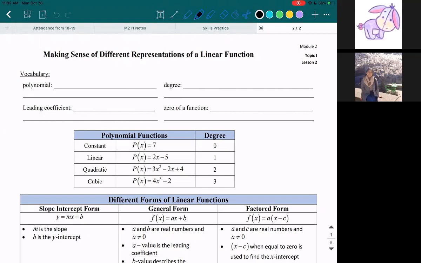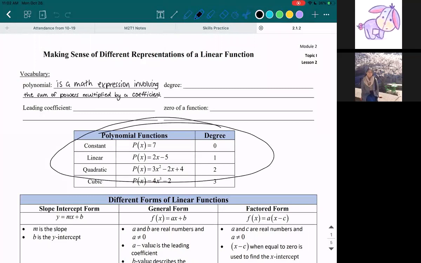So a polynomial is a math expression involving the sum of powers multiplied by a coefficient. You're probably wondering, what in the world does this mean, Miss Jade? So let's go over these polynomial expression examples on the bottom right over here.